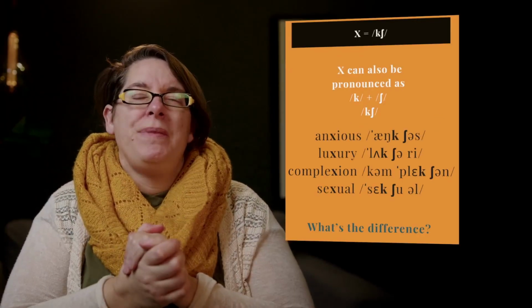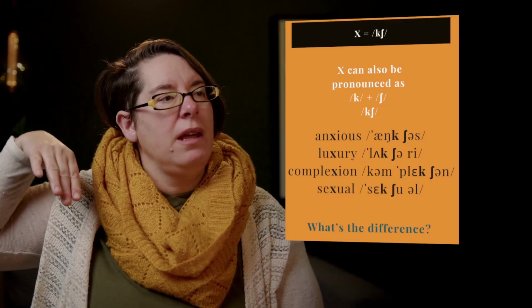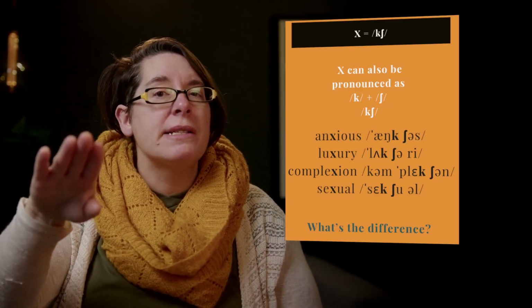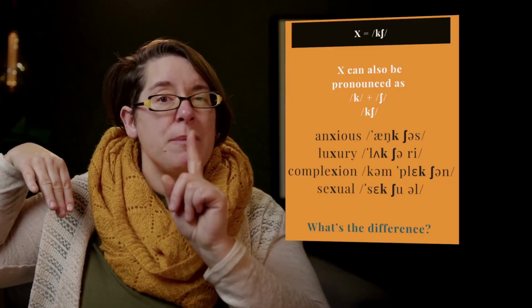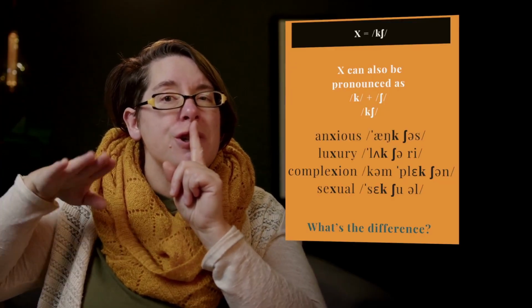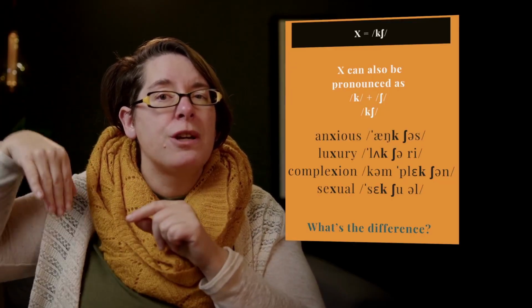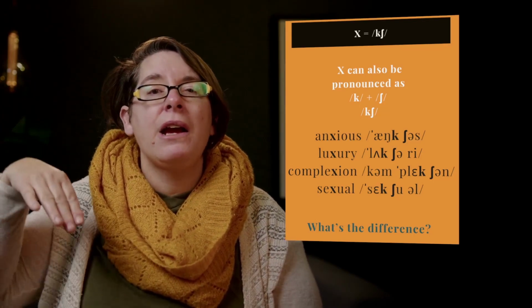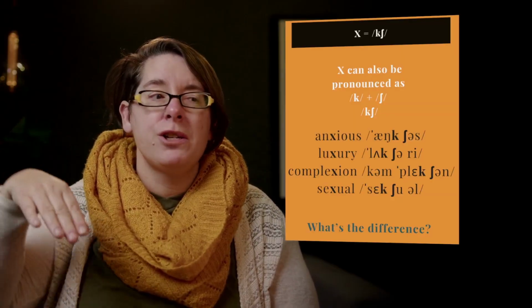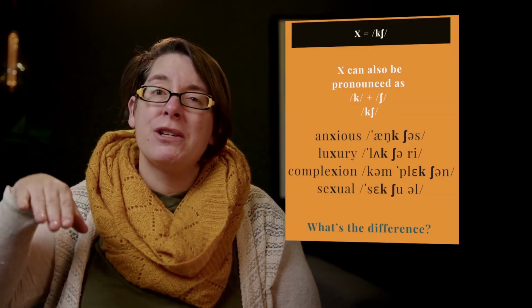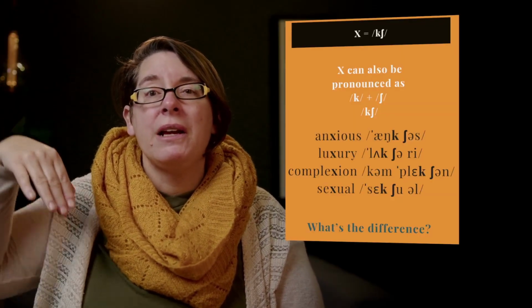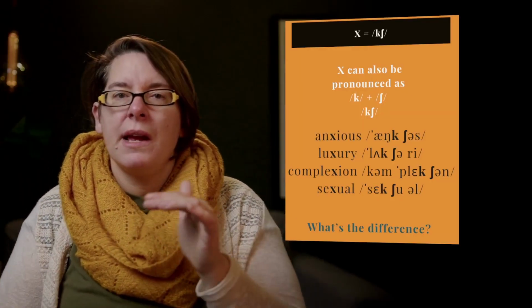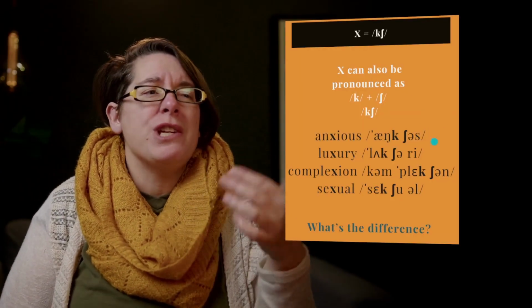Here's the other thing, too. It can be pronounced as, let's start with that k in the back, but now we're going to go forward and not k, s, but k, sh. Pretend you're telling someone to be quiet. Shh, k, shh, k, shh. In this case, it's going to sound like anxious, luxury, complexion, or sexual, right?